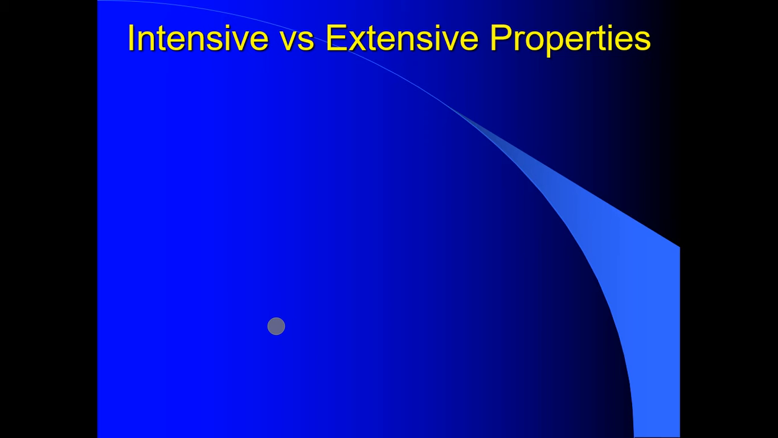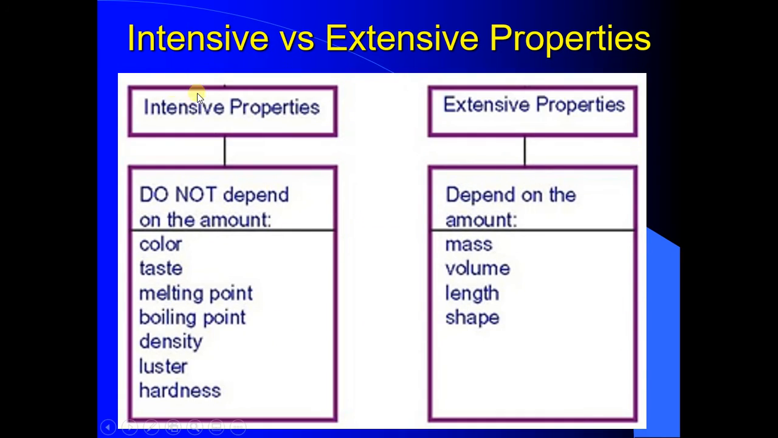Now, all objects or all samples of matter have both chemical and physical properties. Now, those properties can be intensive or extensive. What do I mean? So, intensive properties don't depend on the amount of substance that we have. We could have a little small speck of salt, or we could have a whole giant heap of salt. Intensive properties of salt will be the same for that small speck and for that big mountain of salt.